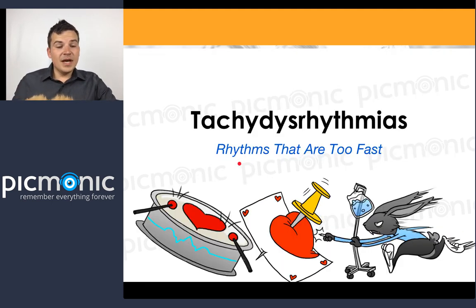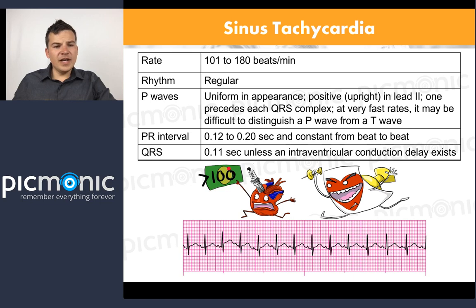Now, let's talk about some tachydysrhythmias, lots of different rhythms that are too fast. Now, these are some of the ones that people have trouble with, because sinus tachycardia itself is a toughie. And I'm surprised somebody didn't point this out. But sinus tachycardia itself is difficult. And in this example, it says 101 to 180 beats. Now, that doesn't mean after 180 it's not sinus tachycardia, but we have other names for it. That's right.